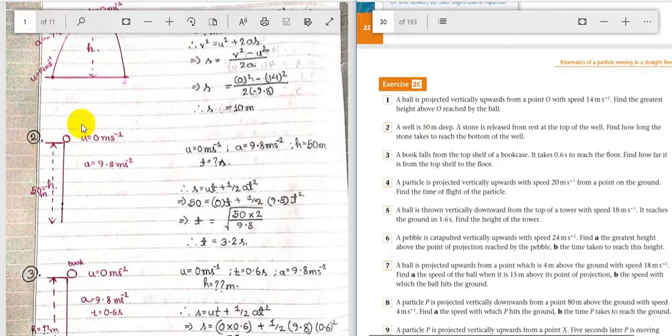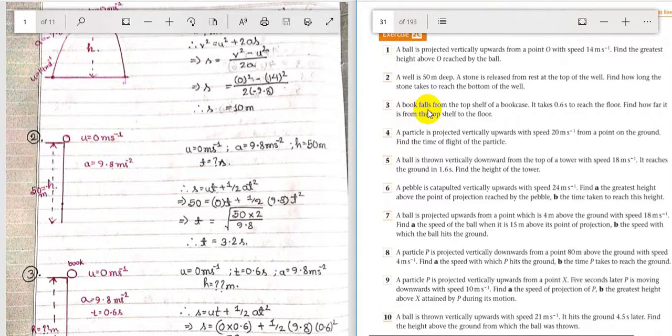So this is the diagram. That's the stone, that's the height of the well, and that's the bottom line. U is 0 and a is positive 9.8 meters per second squared here because it's a single motion. List all the information given in your question, and using the equation s equals ut plus half at squared, put all the values in it, and then using the calculator you can find the value for t, that is 3.2 seconds. So the time taken for the stone to reach the bottom of the well is 3.2 seconds.